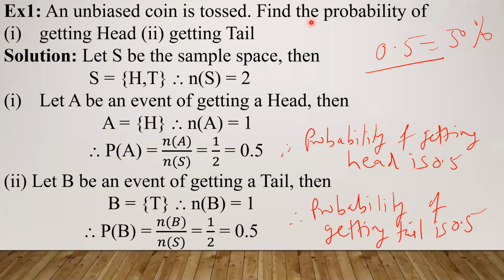Second question: what is the probability of getting a tail? How will we solve it? Let us call that an event B, let B be the event of getting a tail. Now write down what the points in B are. B is getting a tail, so B will contain only T. Number of points in B is 1. So what is the probability of B? Number of points in B divided by number of points in sample space S. So 1 divided by 2, that is again 0.5.